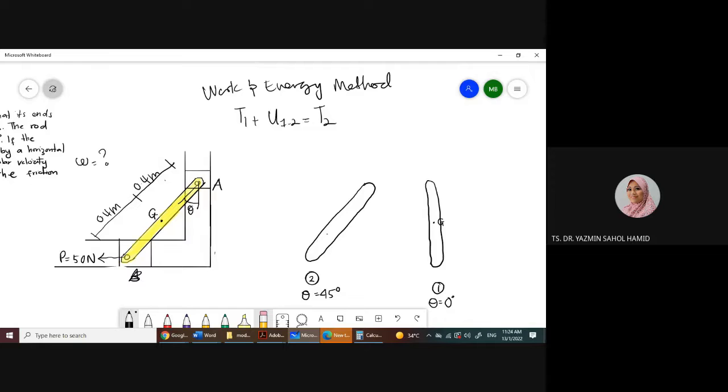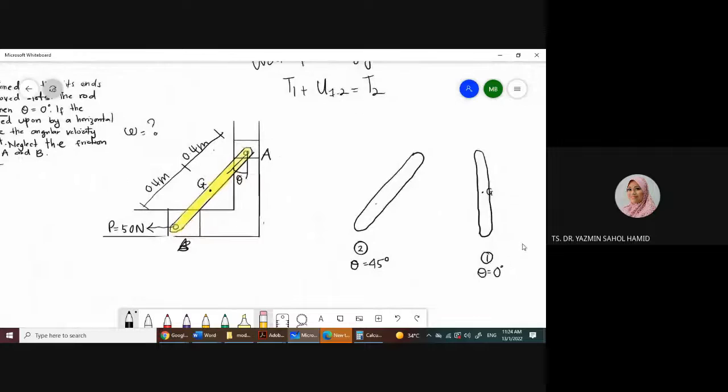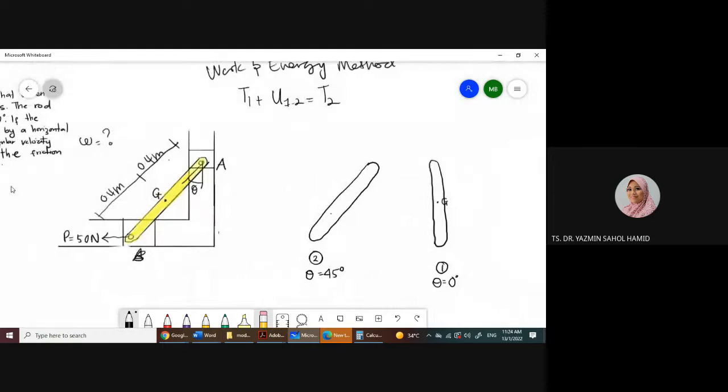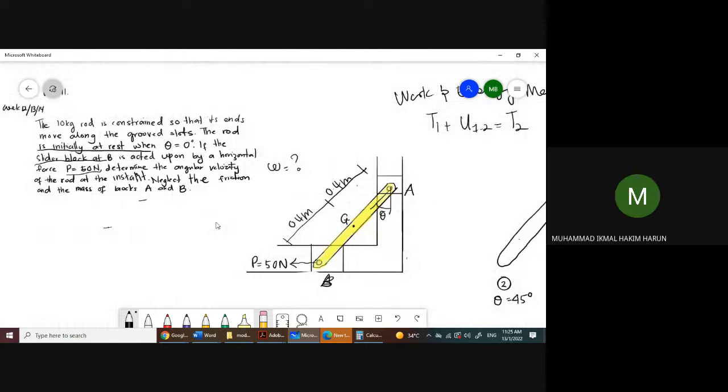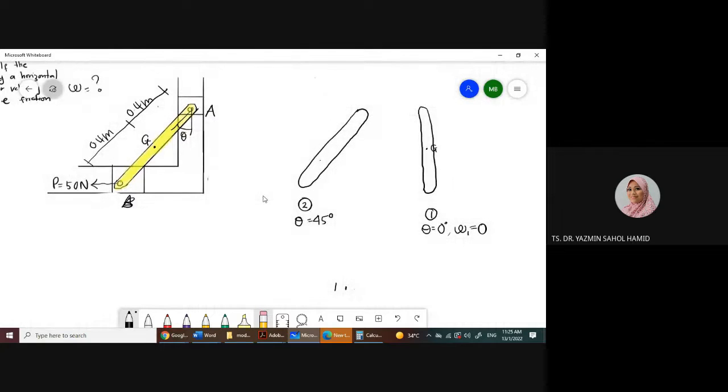Okay, now. At position 1, where the angle is 0, what is the angular velocity? What is omega here? Omega 1 is 0, right? Why 0? Initially at rest. So omega 1 is 0. But what is the omega at 45 degrees? Omega 2. We do not know. We need to find it.